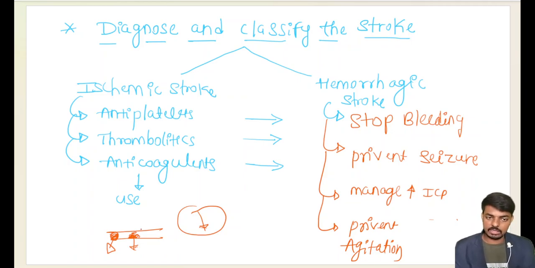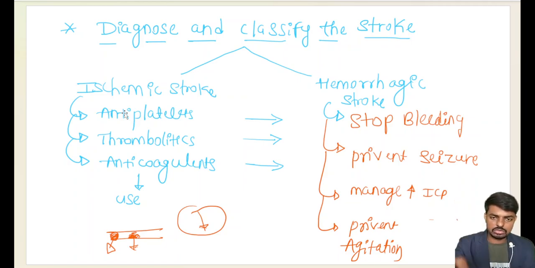Okay, we will discuss in detail in the next slides. In hemorrhagic stroke, the stroke is occurring due to hemorrhage, so we will stop the bleeding there. We will prevent seizures, monitor for increased intracranial pressure, and prevent agitation in the patient.